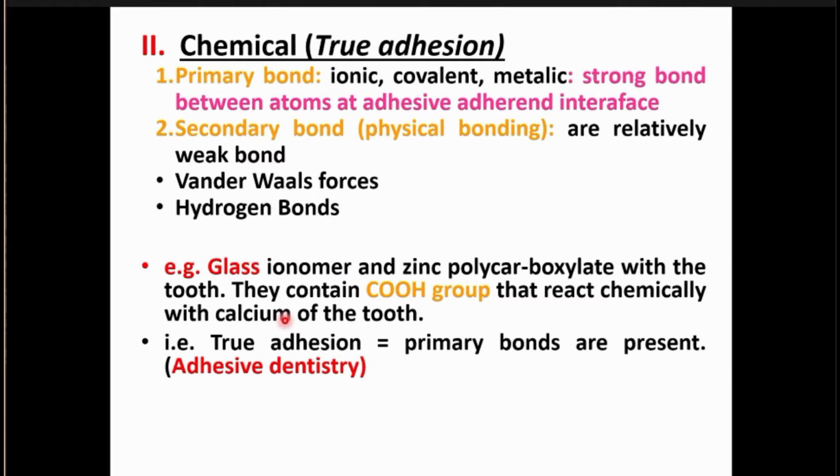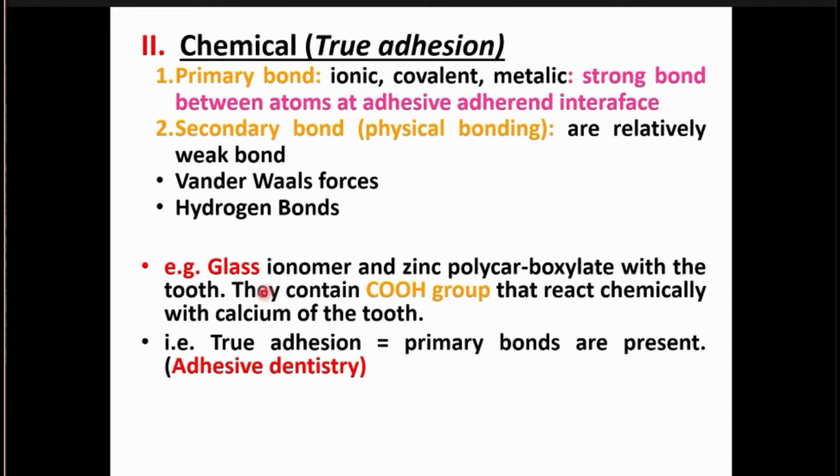So let's compare with the chemical adhesion or true adhesion. Why we give this a true adhesion? Because there is a chemical bonding between a material itself and tooth structure. So this we observe in case of glass ionomer and polycarboxylate cements. So there is formation of primary bond, as you must have read in chemistry, like ionic bond, covalent, metallic bond. So they are stronger bonds. So they chemically react with the tooth structure to make a chemical bond. So of course, this chemical bond is stronger and there is true adhesion.